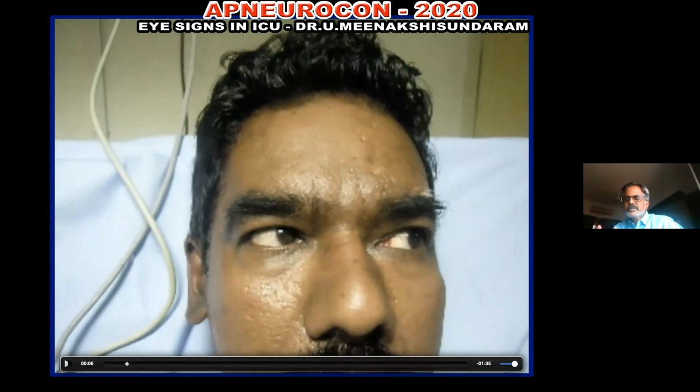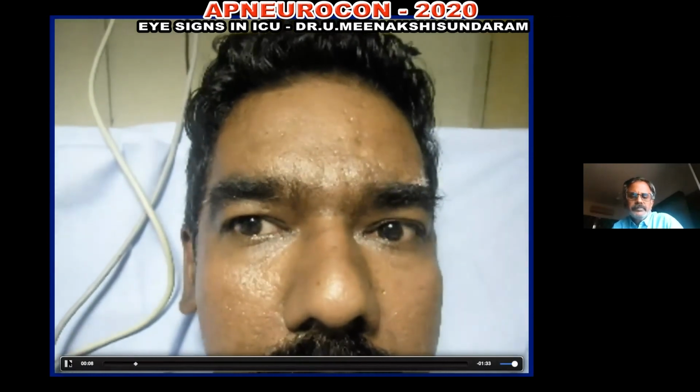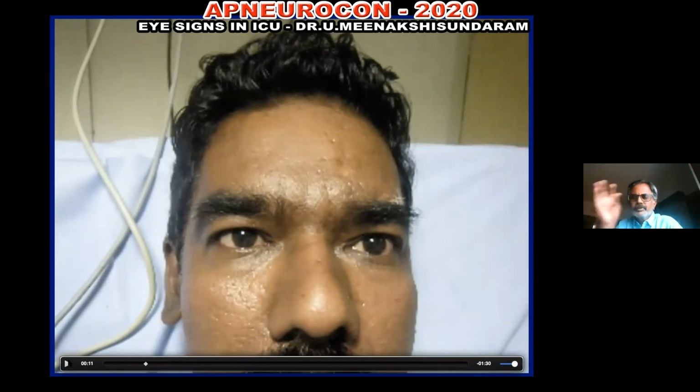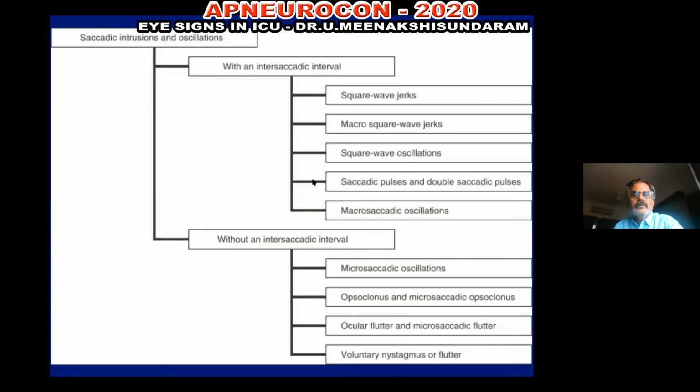Right. So you must have made the diagnosis by now. Right. So you saw that chaotic movement which is happening in multiple planes. This patient had opsoclonus. So when you look at these movements, you can look at saccadic intrusions and oscillations. With an intersaccadic interval, movement occurs, there is a small interval, then the next movement occurs. Without an intersaccadic interval, you have opsoclonus, ocular flutter, voluntary nystagmus or flutter, and microsaccadic oscillations.